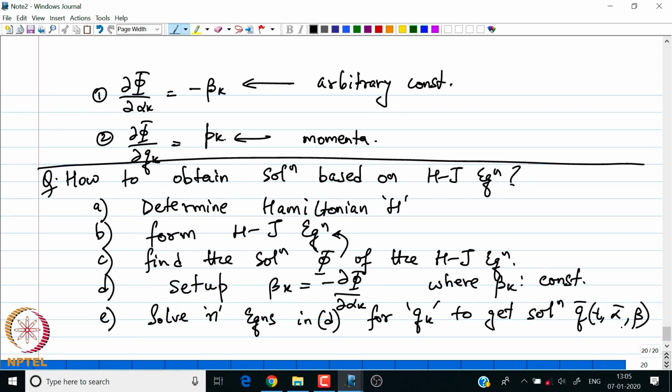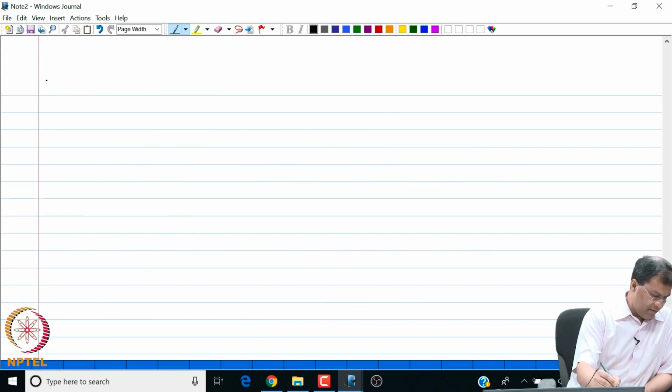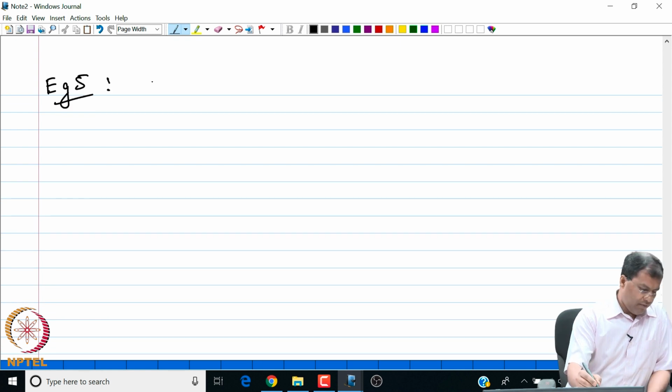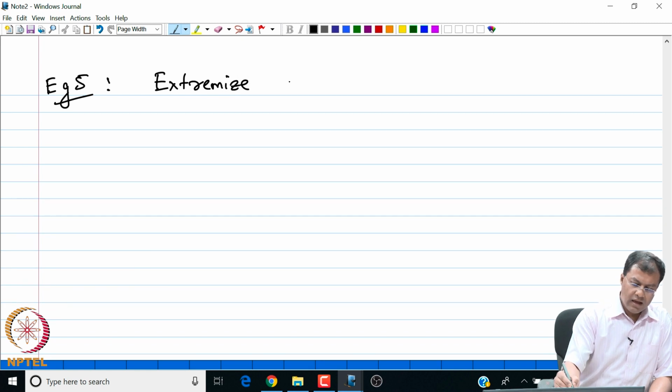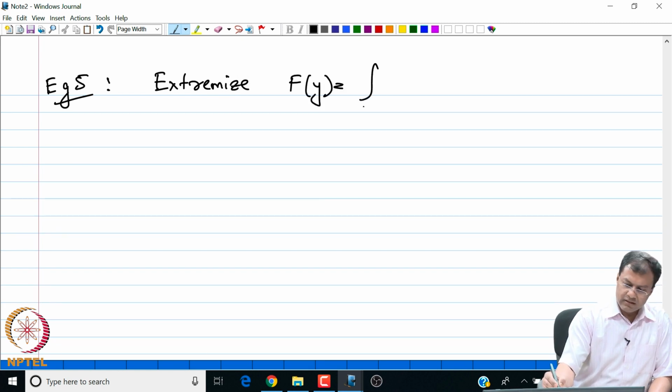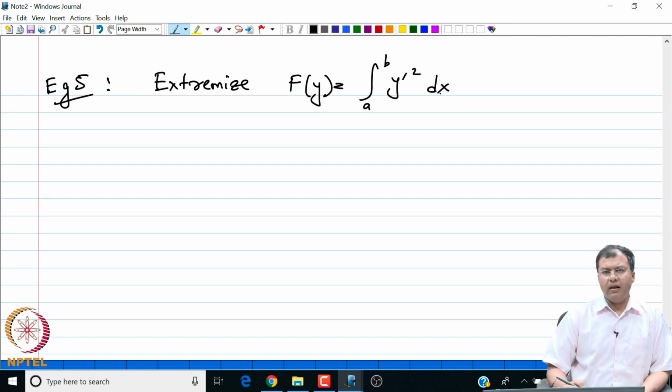Okay, let us see this strategy with the help of an example. So this is the example I have in mind. Find the extremum of f of y, given by this functional from a to b of y prime square dx. Now, this is a very simple example, and I do not want to solve it using Euler-Lagrange, but I want to use the Hamilton-Jacobi equation, and we will show that the solution obtained is identical to the one obtained by Euler-Lagrange.